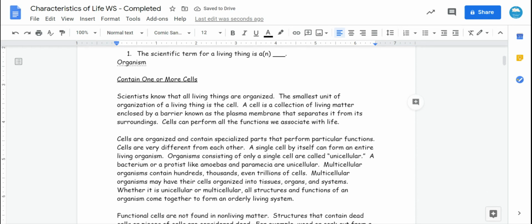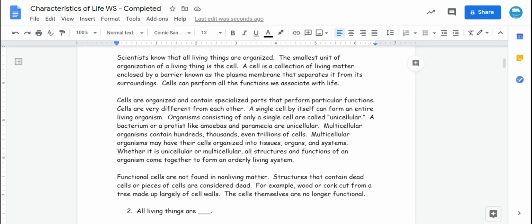Now moving on to contain one or more cells. Scientists know that all living things are organized. The smallest unit of organization of a living thing is the cell. A cell is a collection of living matter enclosed by a barrier known as the plasma membrane that separates it from its surroundings. Cells can perform all the functions we associate with life. Cells are organized and contain specialized parts that perform particular functions.